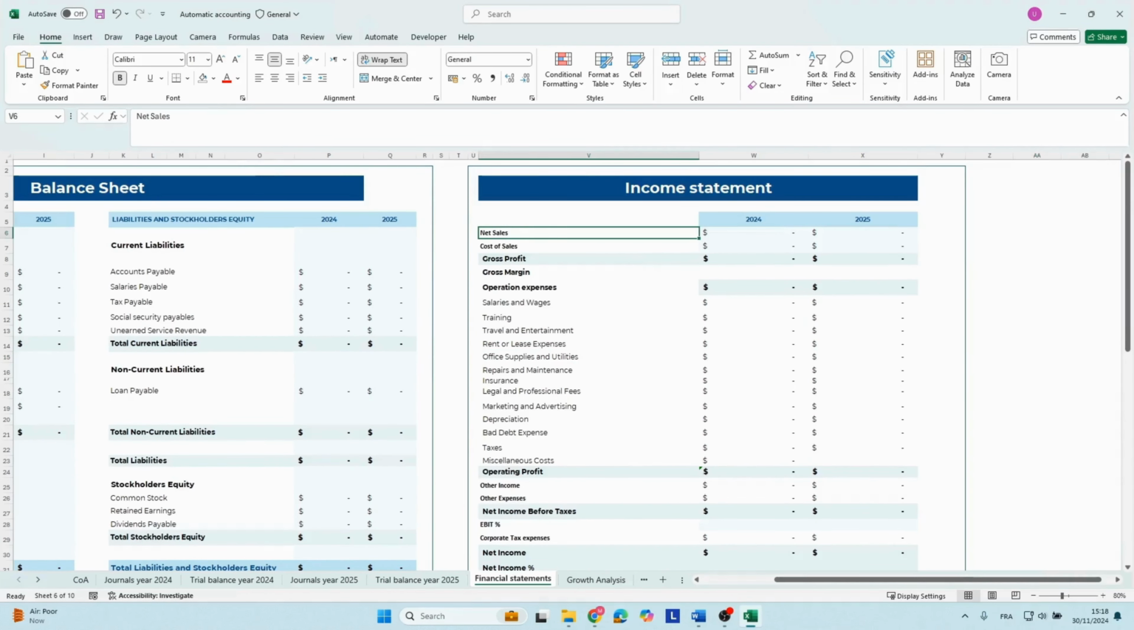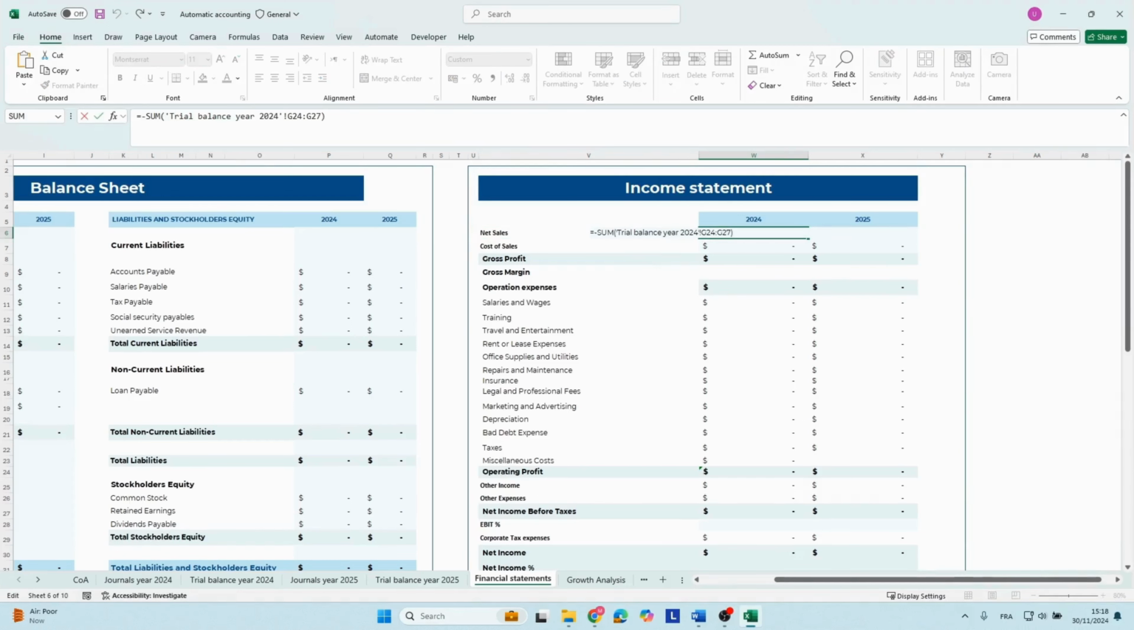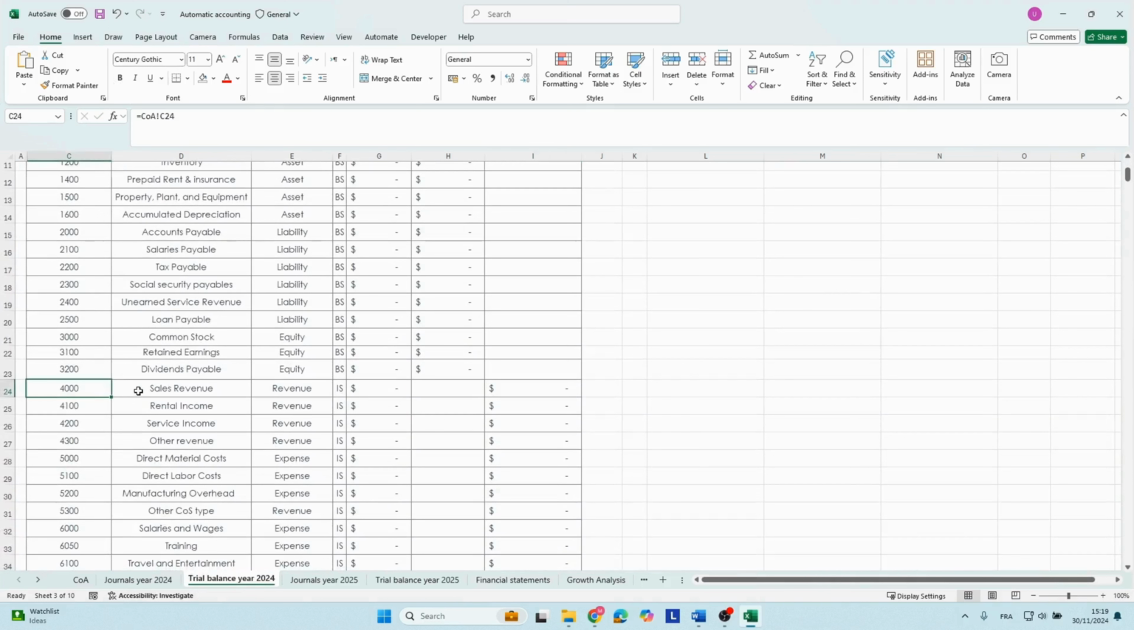Let's move to the income statement, starting with the net income. We have seen before in the chart of accounts that we have different types of revenue. So we sum up all the revenue from the trial balance from G24 to G27. G24, all the types of revenue are linked to the revenue.